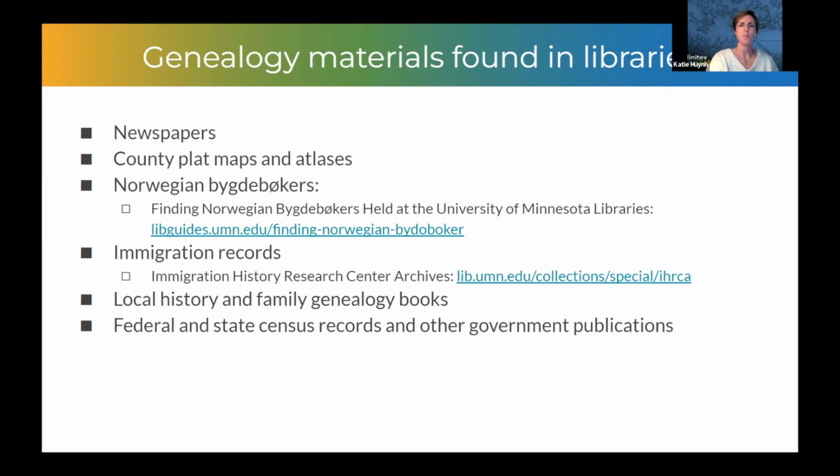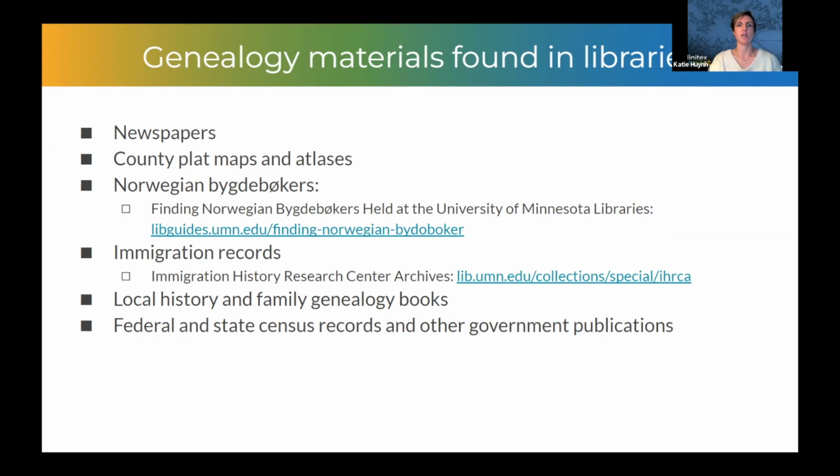Next, I have Norwegian bygdebooks. I'm never sure if I'm pronouncing that right, but I think it's bygdebooks. These are books that are full of Norwegian genealogical information. And the University of Minnesota Libraries has a handful of these scattered throughout their collections, and a lot of them actually do circulate. I included a link to finding them in the U of M collection. This link is in the handout that is linked in Sched in this session profile, so you can find all the links that are in this presentation in there.